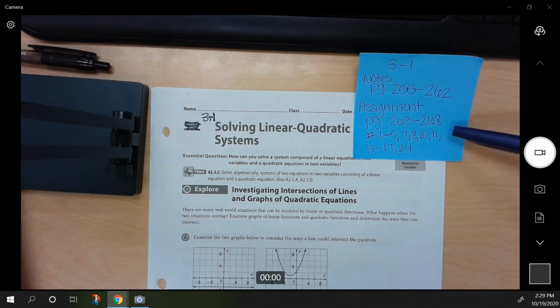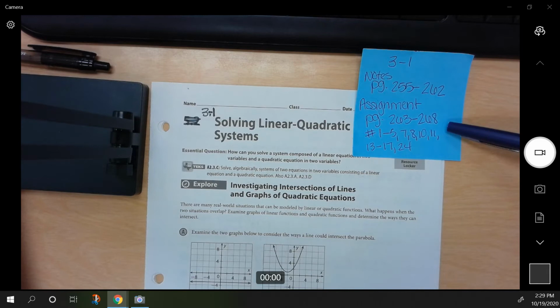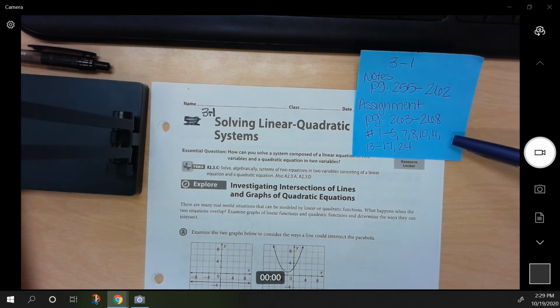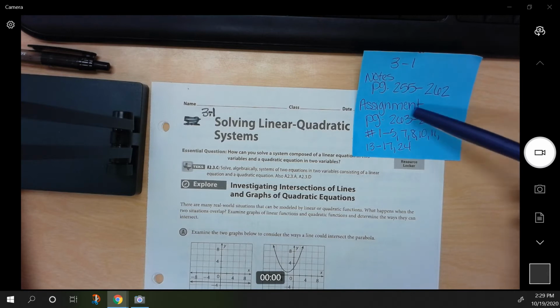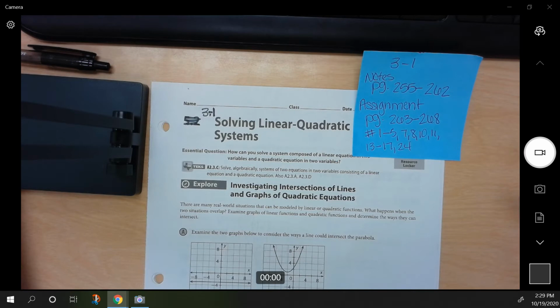The assignment, if you want to do it on the paper version, is page 263 through 268, numbers 1 through 5, 7, 8, 10, 11, 13 through 17, and 24. Now, this is the alternative assignment to doing it online at HRW, which I highly recommend. Just do the online assignment, but if you're having problems, this is your alternate.